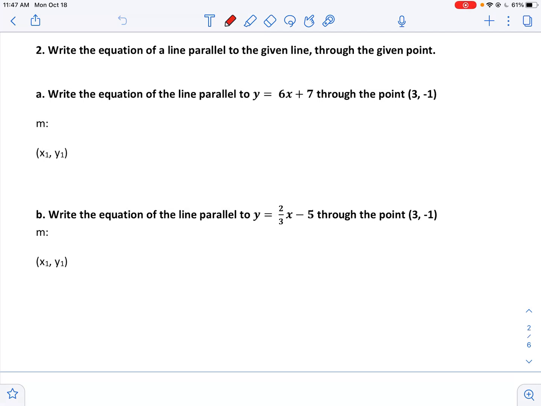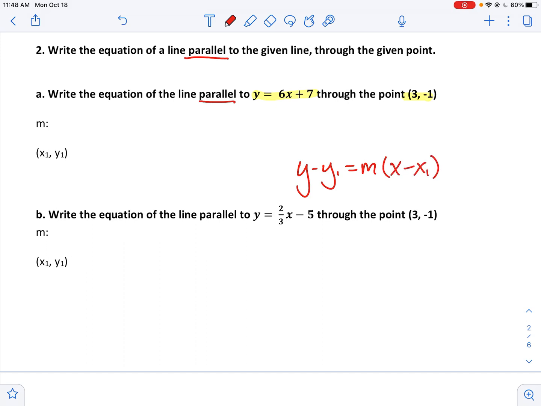Today we're going to talk about how to write the equation of a line that is parallel or perpendicular to another line. So for example here, I want to write the equation of a line that is parallel to the given line, but through the given point. I'm going to end up using my point-slope form on all of these.